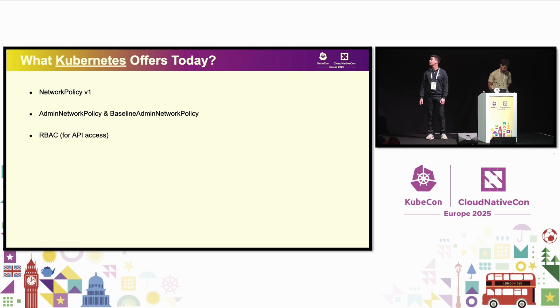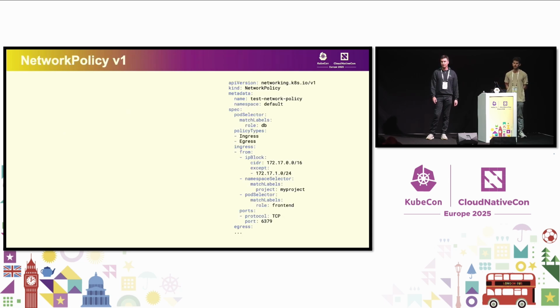So what does Kubernetes offer today? There's Network Policy v1. That's been a stable API for a long time. There's new Admin Network Policy and Baseline Admin Network Policy. And there's also RBAC for securing network and access to your API and controlling access in your cluster. So we'll go through Network Policy first.